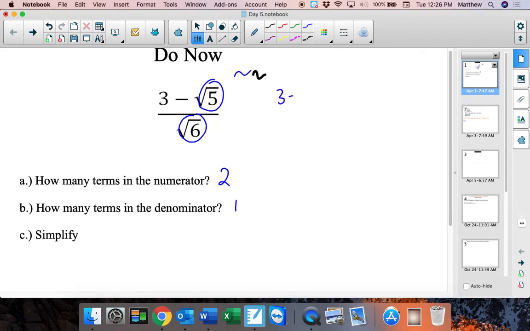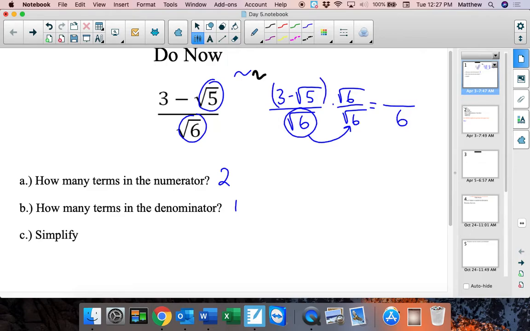I have 3 minus root 5, and hopefully this may just review from what you did on homework number 4. But I need to multiply both numerator and denominator by radical 6. That is the process of rationalizing. We're taking an irrational denominator, multiplying it by itself, and giving it a rational denominator. That is rationalization. Since we multiply the denominator by root 6, we have to multiply the numerator by root 6.